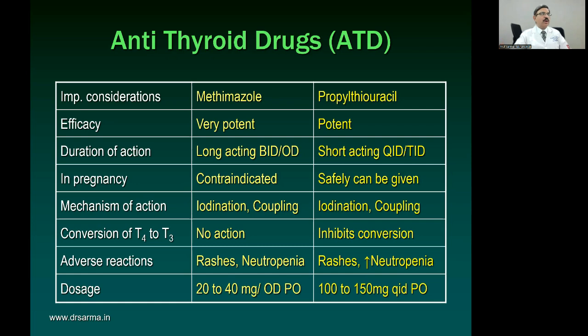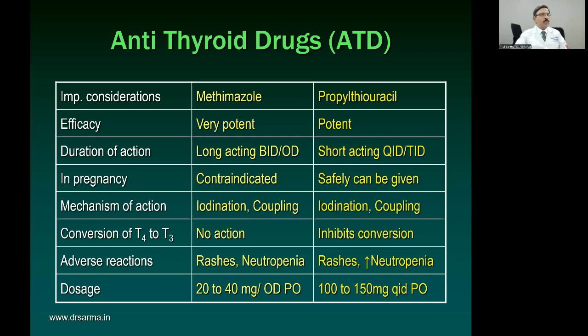Pregnancy, methimazole is contraindicated. Propylthiouracil can be safely given. Pregnant women, hyperthyroid, you want to treat with a drug, don't put them on Neomercazole. Neomercazole is carbimazole, or methimazole. Put them on propylthiouracil because methimazole is contraindicated in pregnancy. Iodination and coupling are interfered by methimazole. Propylthiouracil has the same mechanism. Conversion of T4 to T3, methimazole has no action, whereas propylthiouracil inhibits the conversion. That is why it is short acting.